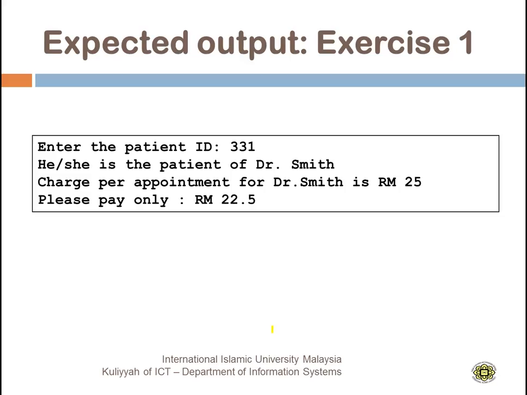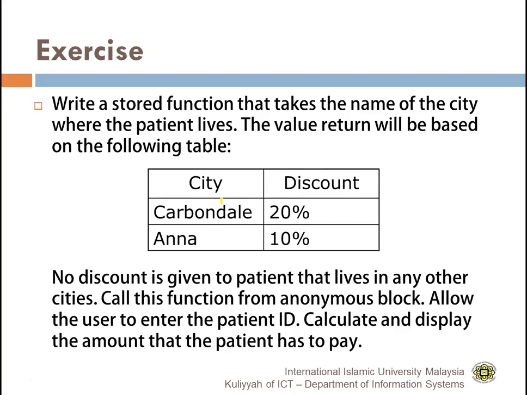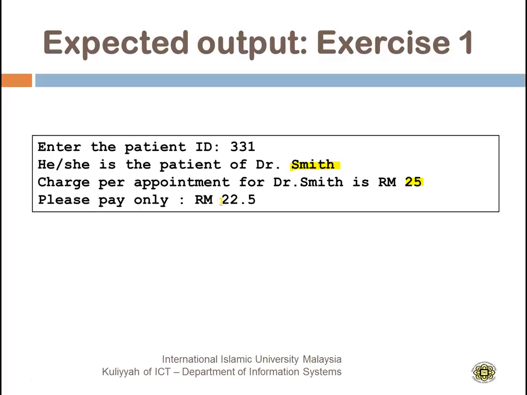This is the expected output. If the patient ID is 331, he or she is the patient of, so this is the name of the doctor, Dr. Smith, who is actually charging 25 ringgit. Apparently the patient lives in one of the cities that actually get a discount. Okay, so I bet he or she must live in Anna, so they get 10% discount. So this is the amount that they have to pay.